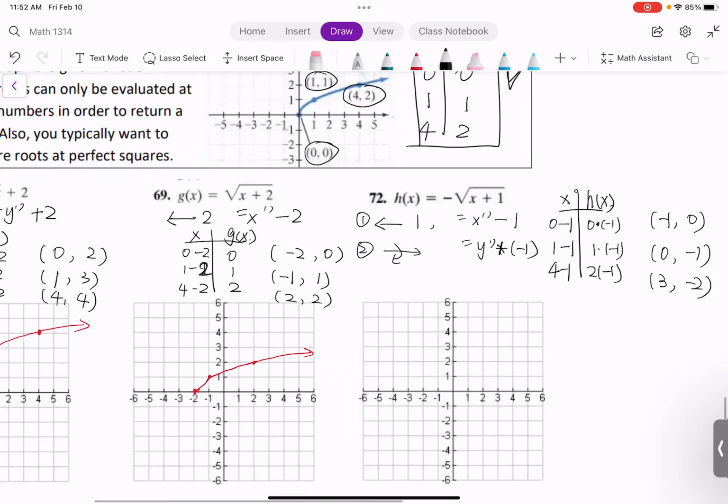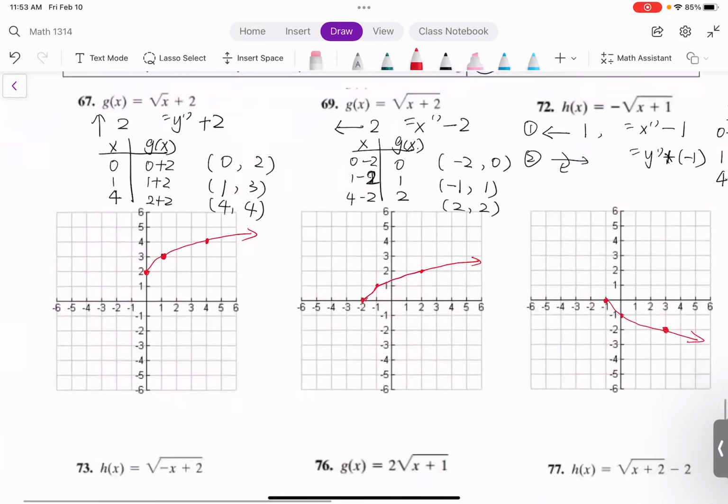Let's plot these 3 key points. Negative 1, 0 is here. 0, negative 1. And 3, negative 2. Okay, we found the 3 key points. Let's line them up. This point should be on the graph.